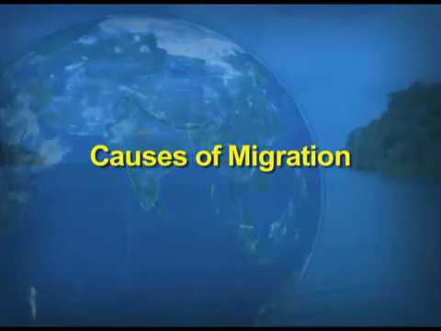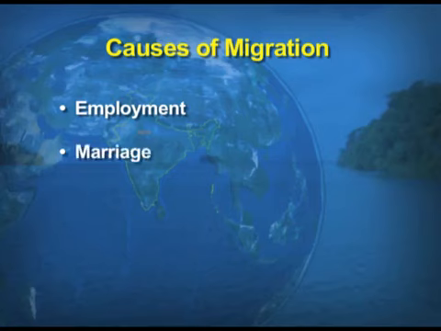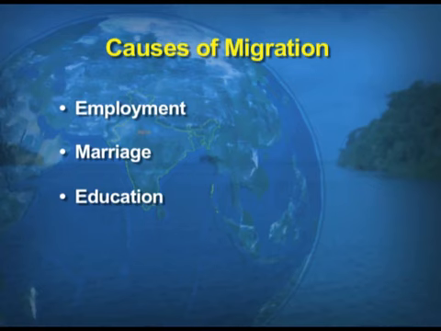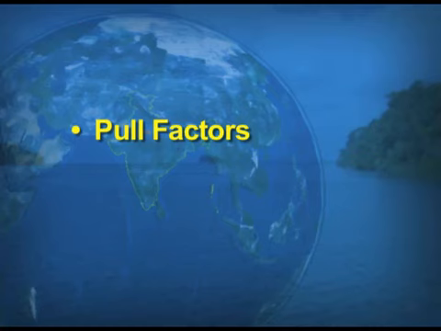Now, there are various causes for which people migrate from one place to another. The causes can be number 1, employment, number 2, marriage, number 3, education, and number 4, if people feel a lack of security at a certain place, they would like to migrate to a safer place. Now, these factors which are responsible for migration, we divide into two parts. One is the pull factors and the second is the push factors.